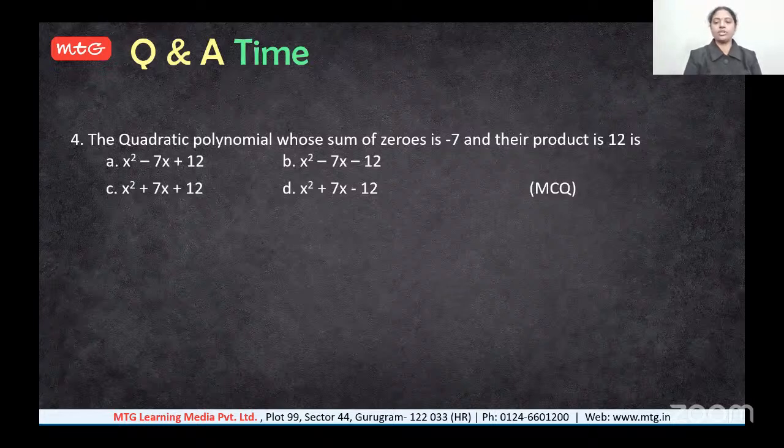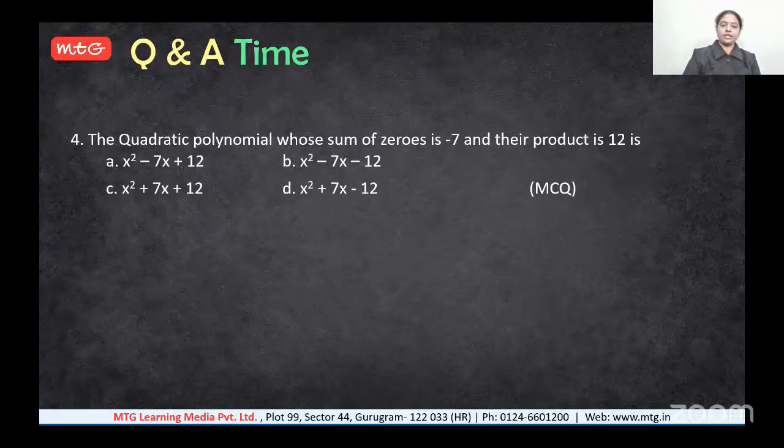So where does it go? That you need to observe carefully. So perfect, it is option C.